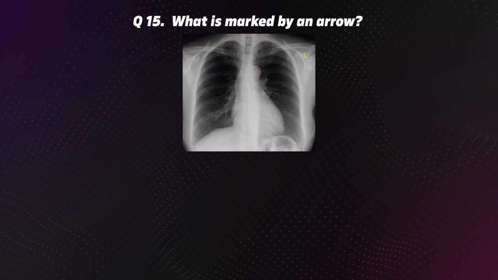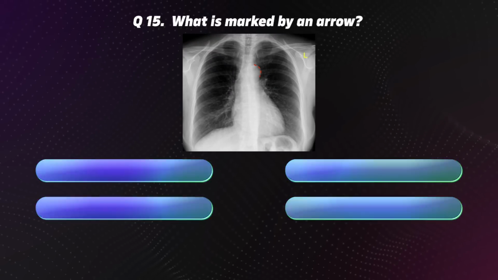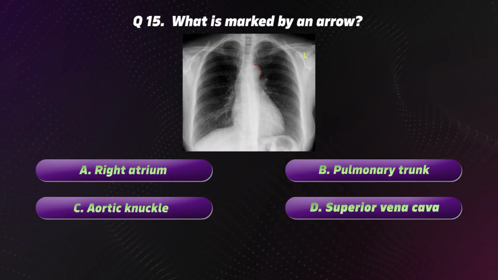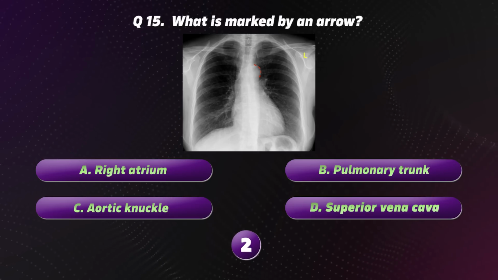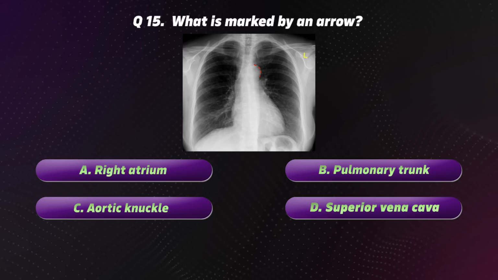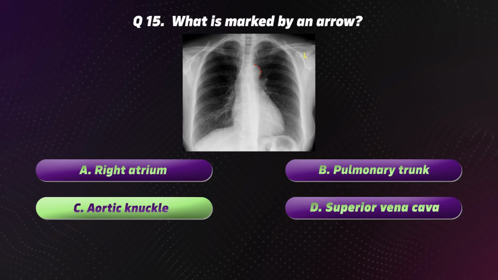Question 15. What is marked by an arrow? Here are the options. A. Right atrium. B. Pulmonary trunk. C. Aortic knuckle. D. Superior vena cava. And the correct answer is option C, aortic knuckle.